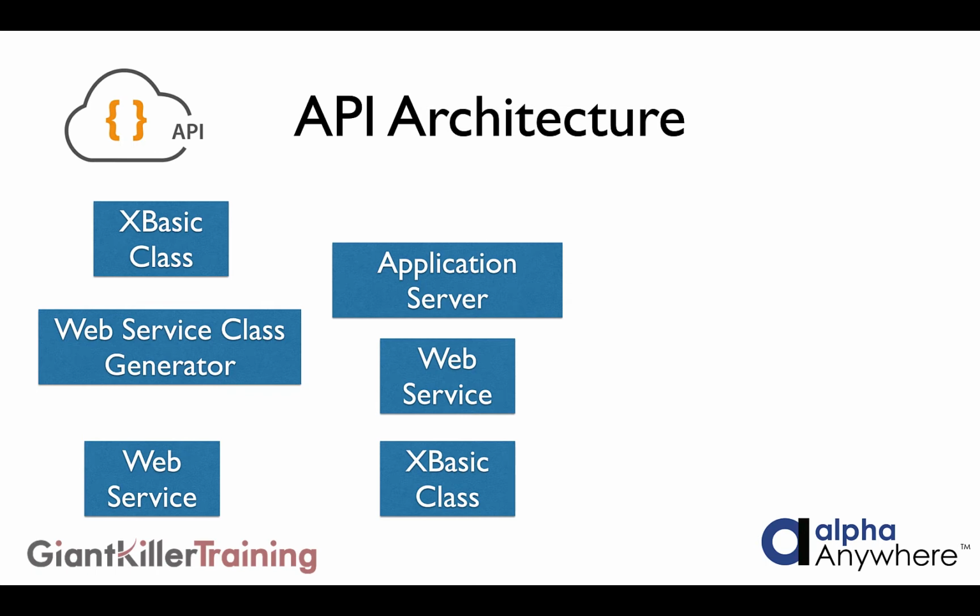And you can see that on the right side. You have an XBasic class that's the heart of it. On top of it is a web service, and then the application server. So as requests come in through the application server, they're passed to the service, then past the class, and then back through the process there.